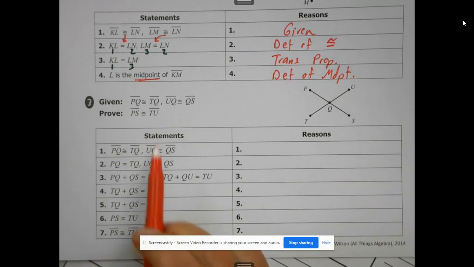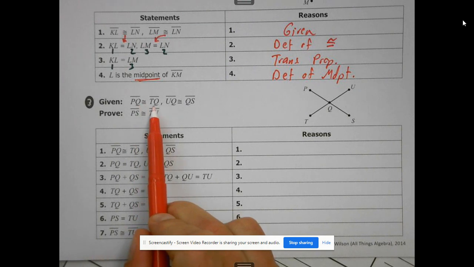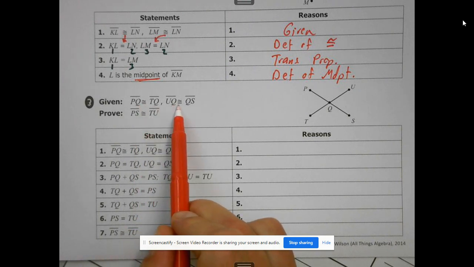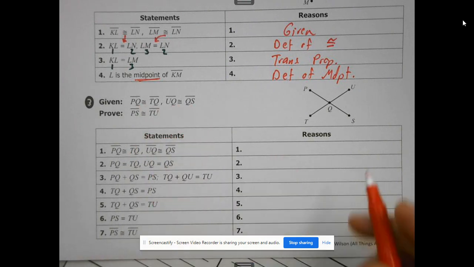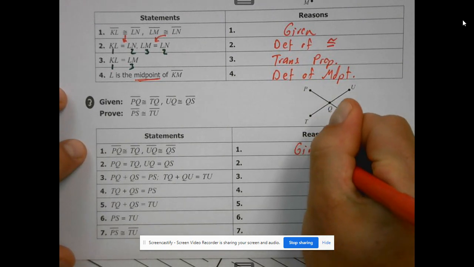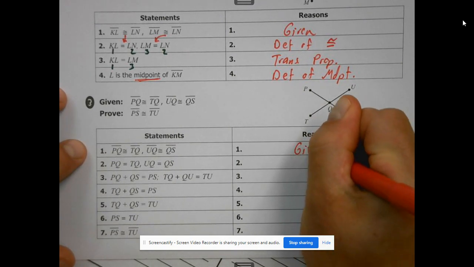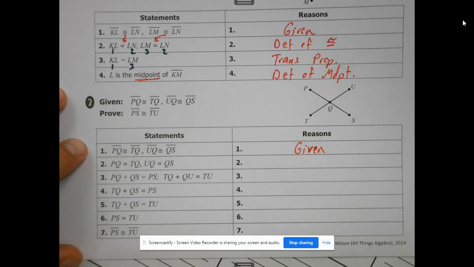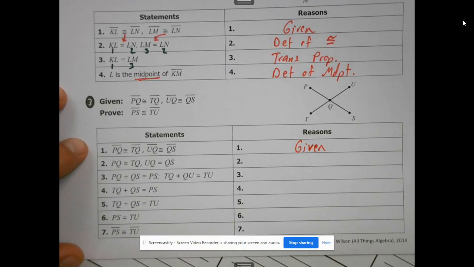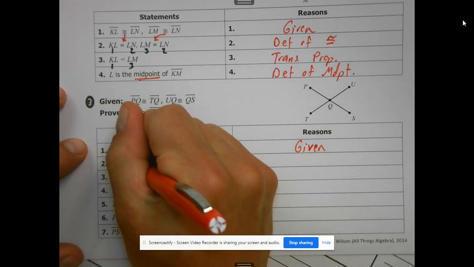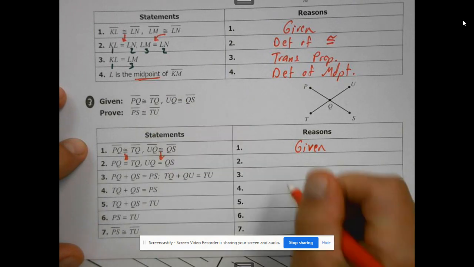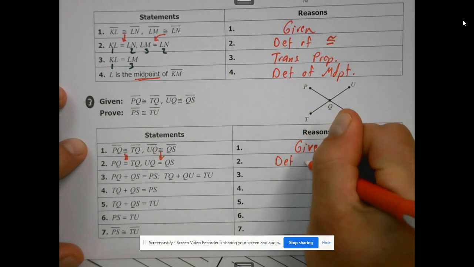Number 3, we have two givens. PQ is congruent to TQ. UQ is congruent to QS, and they both are right there. First reason is always given to us. All right, from line 1 to 2, they just change your congruent sign to an equal sign. Definition of congruence.